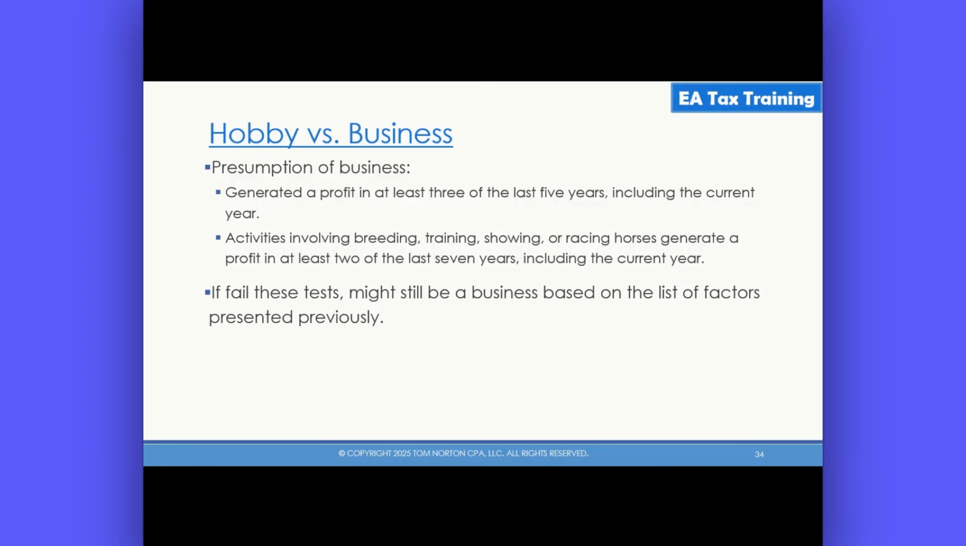Now, keep in mind, even if you fail these tests, you still might be a business based on that previous list that we looked at. It's just that if you do pass these tests, then you don't have to worry about it. You will automatically be considered a business.